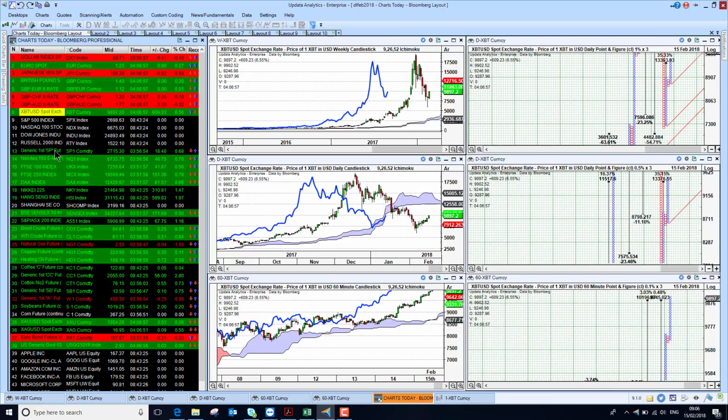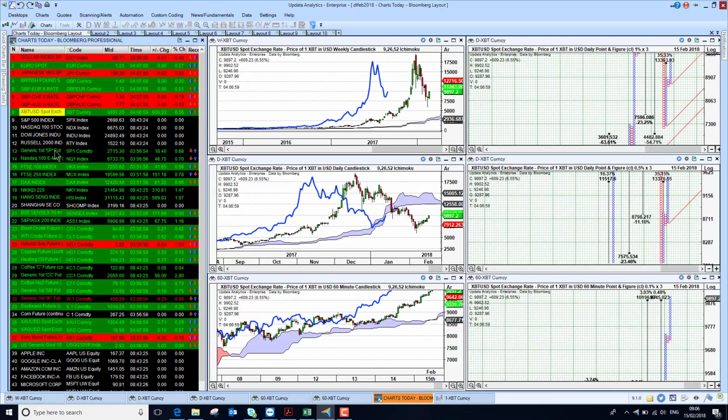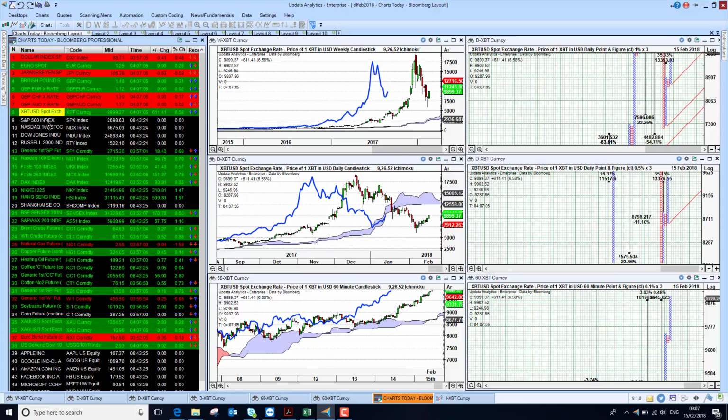Bitcoin rising strongly this morning, up another 6.5%. Got through 9,000 and now really running again. Really finding support there in the medium-term chart.